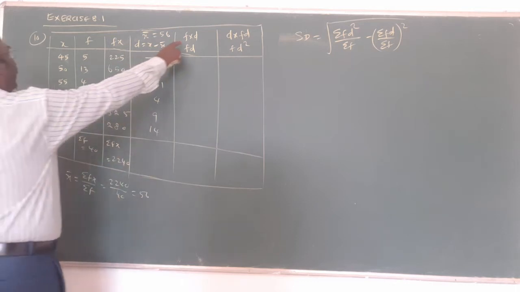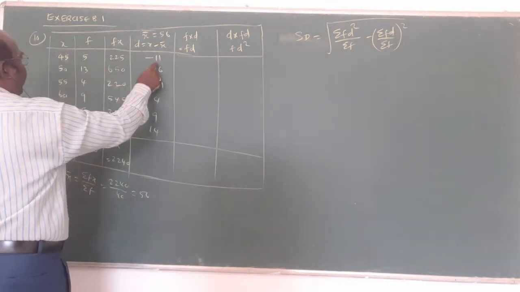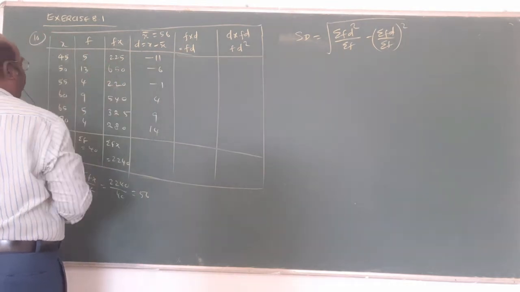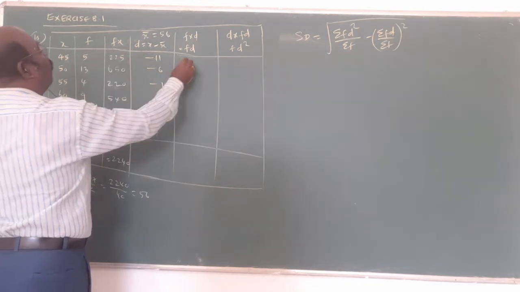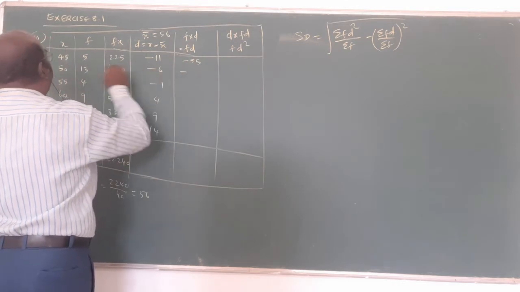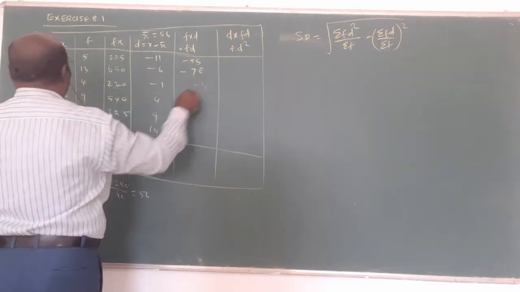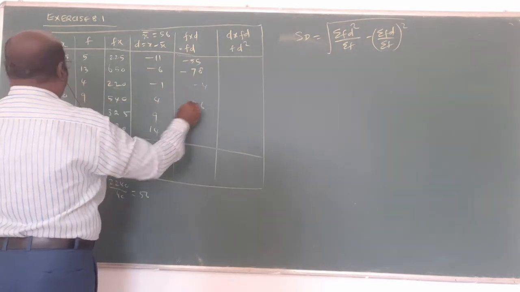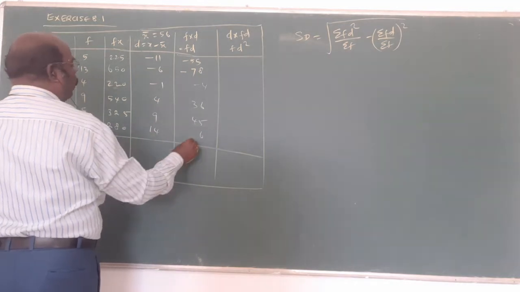Now, f into d is fd. Am I right? F into d, fd. Fd here, d here. What to remove? Very important. Remove this from this column. F into d: minus 55. Am I right? What do you mean? Minus 18 into 1, 78, minus 4, 36, 45, 16 into 1, 56.